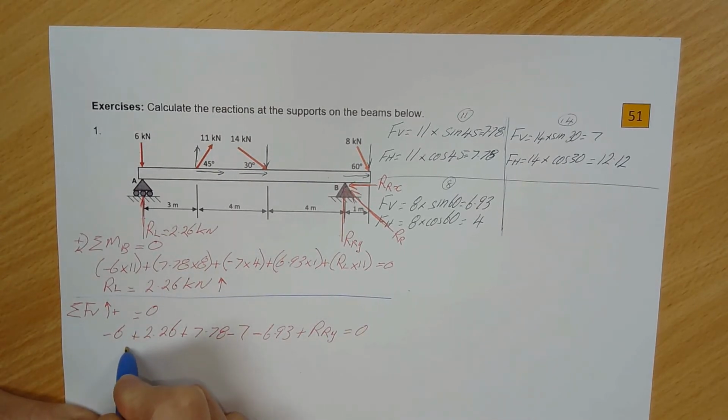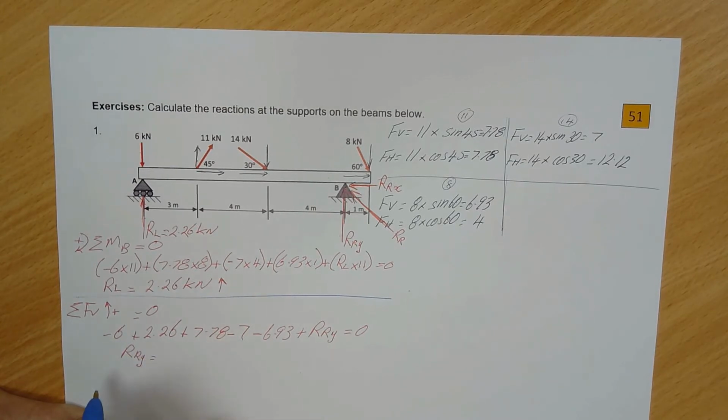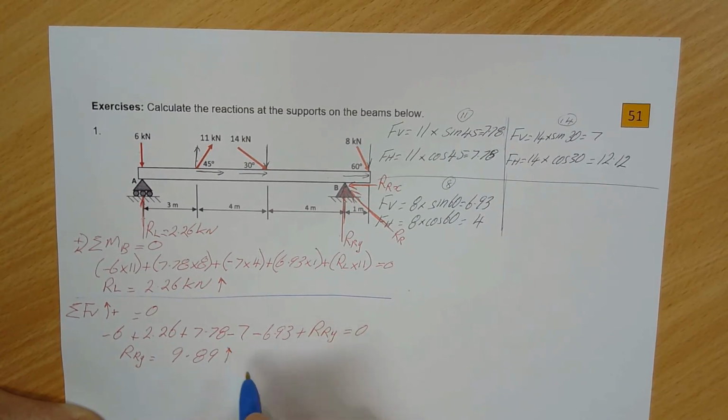Transpose that equation, we end up with RRY is equal to 9.89. And as it's a positive value, it stays in the sense that we gave it of going up.